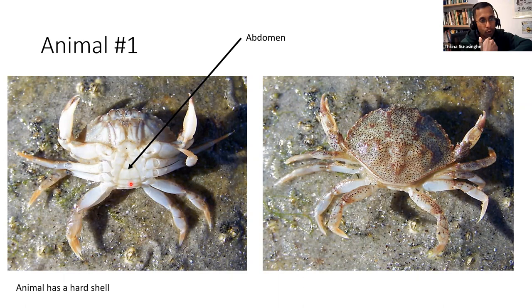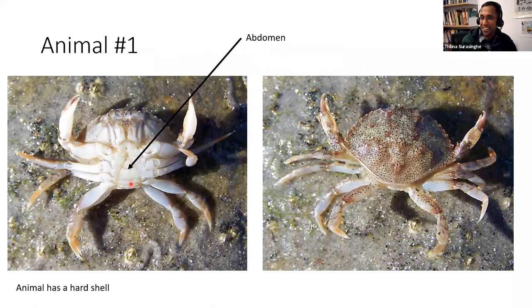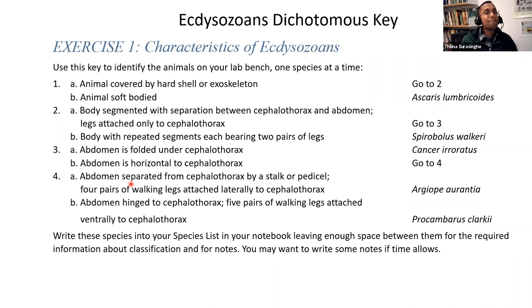So which one would you say? 2A or 2B? 2A. Yeah, everybody says 2A. You are correct. So 2A says go to 3. Let's go to 3 and read it out. Abdomen is folded under cephalothorax. Spoiler alert. Abdomen is horizontal to the cephalothorax. What does it look like? Oh, what did I just say a second ago? A. Yeah, abdomen is folded under the cephalothorax.